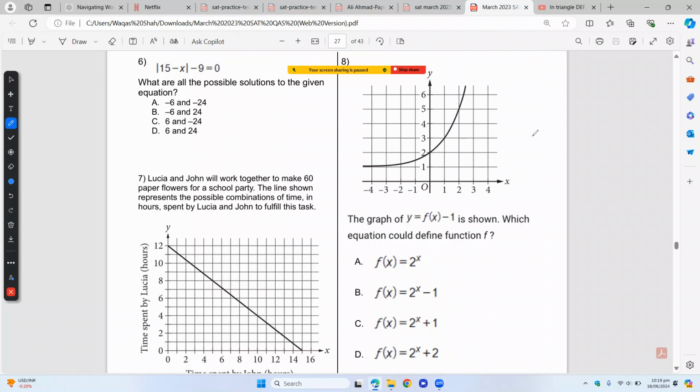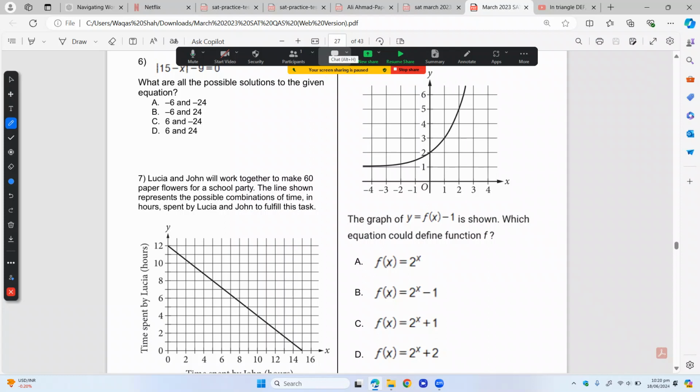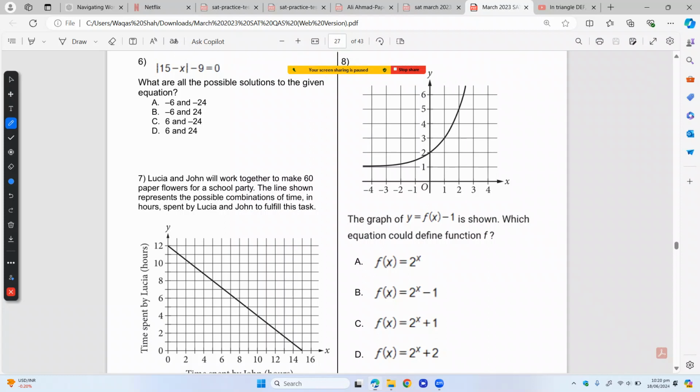Okay students, in question number 8, a graph of a function is given, which is the graph of y = f(x) - 1. Which equation could define function f? We have to find the value of f(x). If you look at the graph, you can see that at 0 the value of the function is 2. Let me draw a graph of the function 2 power x, so f(x) = 2^x.